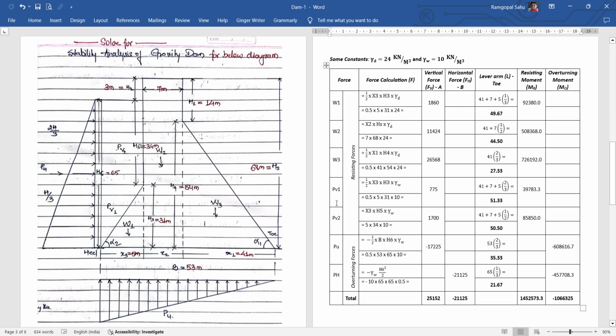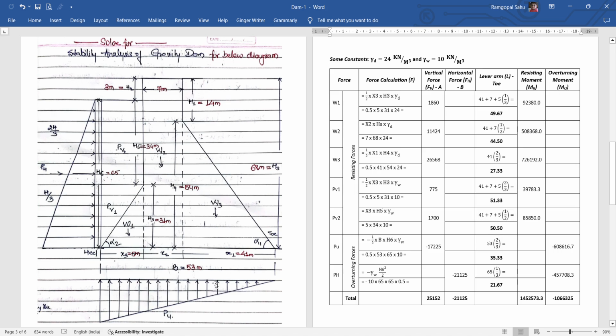Now PV1 is just above the W1 in a mirror image. So it will have a CG at a distance of 2 by 3 of the base. So similar calculation as that of W1. So 41 plus x2, which is 7, and here it will be x3 into 2 by 3. So we get 41 plus 7 plus 5 into 2 by 3. And PV2 is a rectangle in shape. So CG will be lying at the center. So 41 plus 7 plus 5 by 2, 5 into 1 by 2.